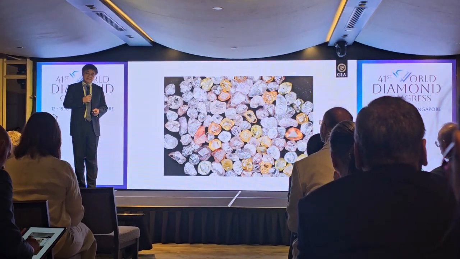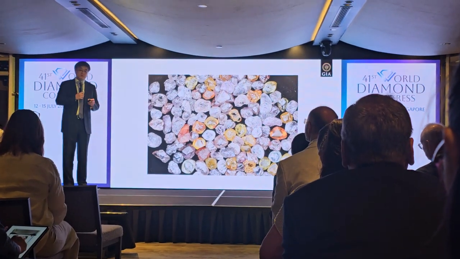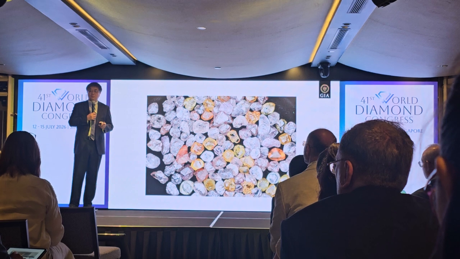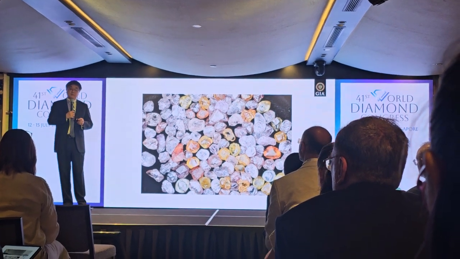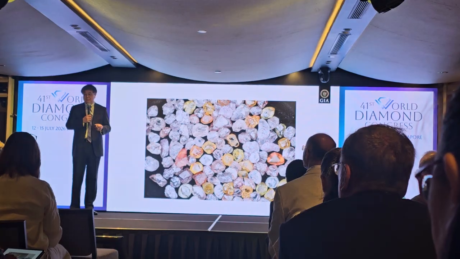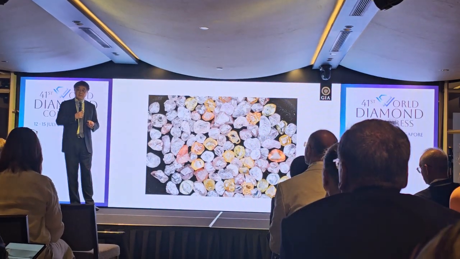In GIA, we study defects because once we know what defect gives the color of the diamond, we will be able to change it. The industry will be able to change it to create the color we like, to remove the color we don't like. That's treatment of diamond.